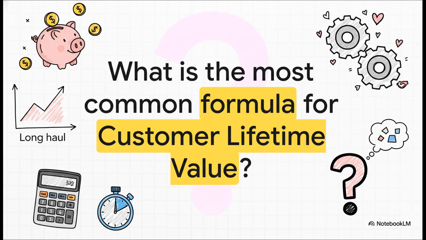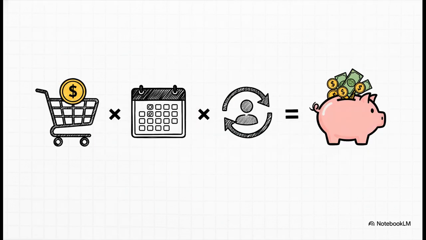Okay, great. So we've got a handle on what value feels like. But how do we put a number on it, over the long haul? Which of these formulas is the classic go-to way to calculate customer lifetime value, or CLV? And the answer is A. This formula is a total game changer because it forces us to stop thinking about one-off sales and start seeing customers as long-term financial assets. You're basically taking how much they usually spend, times how often they buy, times how long they stick around.